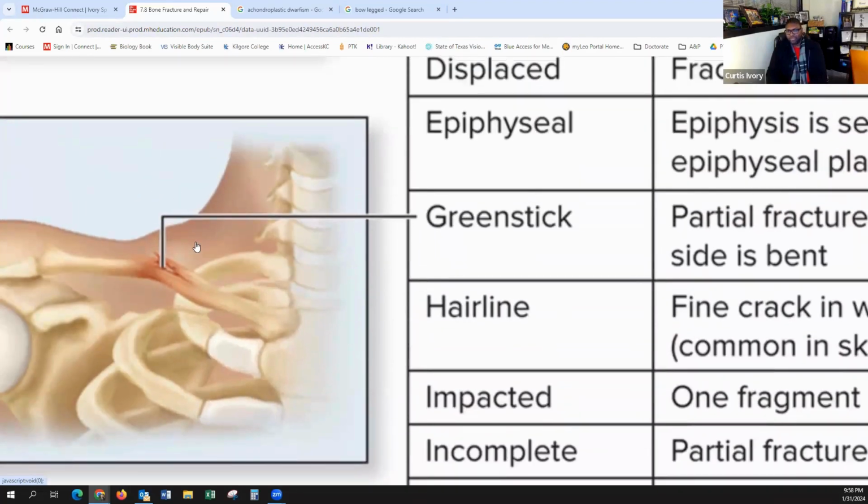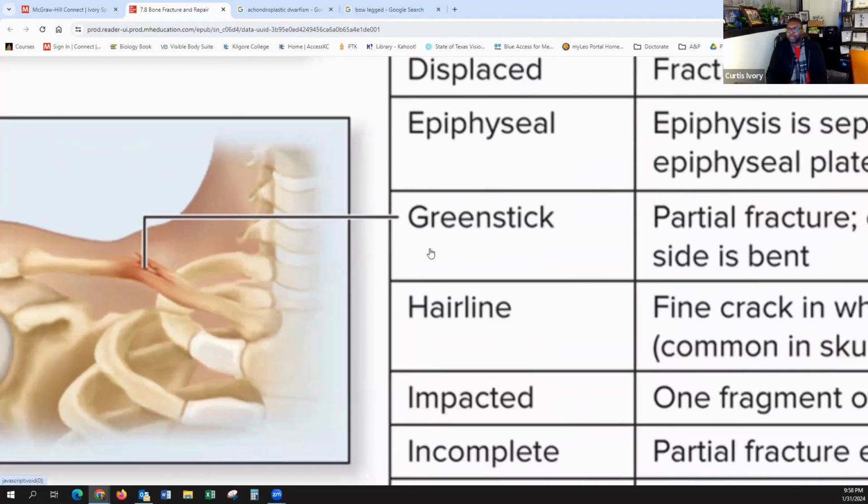Now, typically, if we find green sticks in infants or children, that's usually an indicator of child abuse, especially if we find it in their arms. Because remember, with children, their arms are made more out of cartilage. So if they have a green stick fracture, they usually are going to call Child Protective Services, because it's usually indicating that there was some type of abuse. You have to do a lot to that child's arm, like picking them up by their arm or shaking them, to cause a green stick fracture.